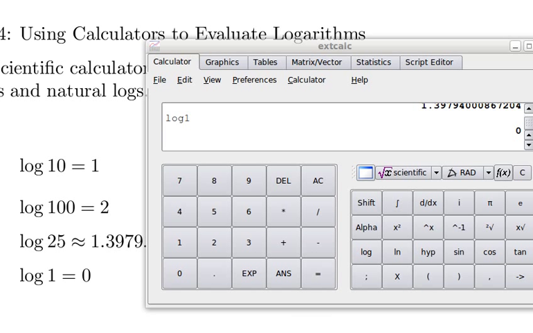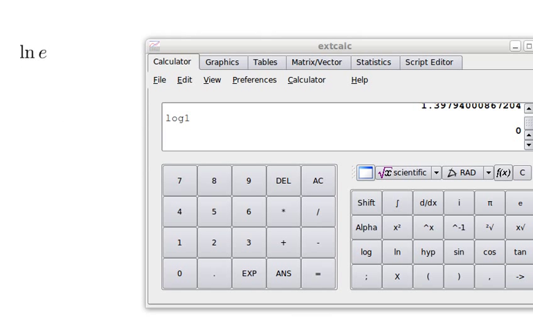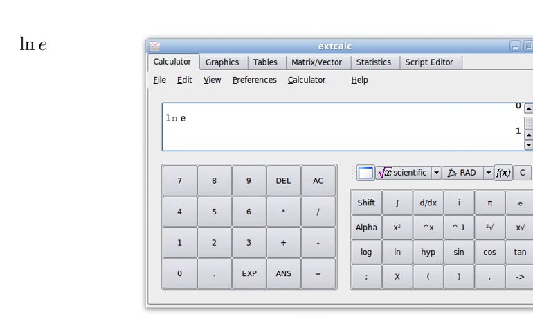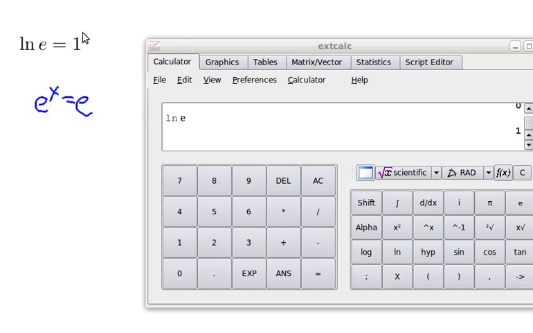Instead of common log, let's do natural log. Let's do natural log of e. Natural log of e, well, this should be simple enough. Natural log of e equals 1. That makes sense, because e to the power of 1 is going to be e. This just means what's the solution of e to the x equals e? Well, x is going to equal 1, which is why we have 1.